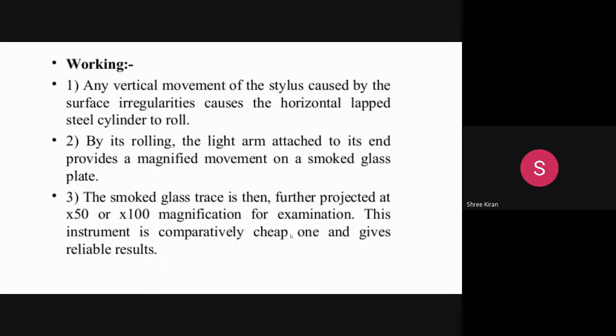Then any vertical movement of the stylus caused by the surface irregularities causes the horizontal lapped steel cylinder to roll. That's what happens. So in the case of working, what happens?